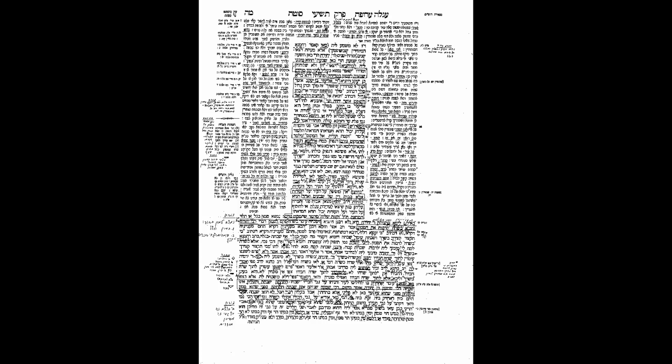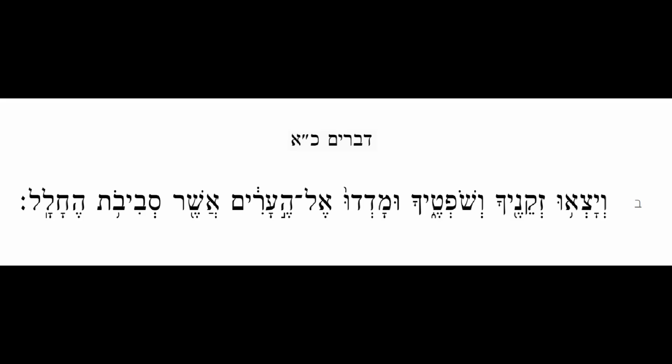The Gemara, at the second line from the top, asks, Ela Me'ata, if the Tanoim are coming to their conclusions based on the plural form of the words, well, when you look at those psukim, you look again at Pasuk Beis of Perek Chaf Aleph, we've included it on the side of the Gemara where it says, V'yatzu zikenecha v'shoftecha u'modedu el he'orim asher sviv hechalal.